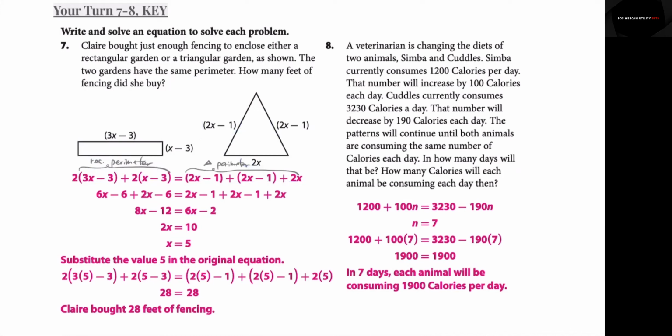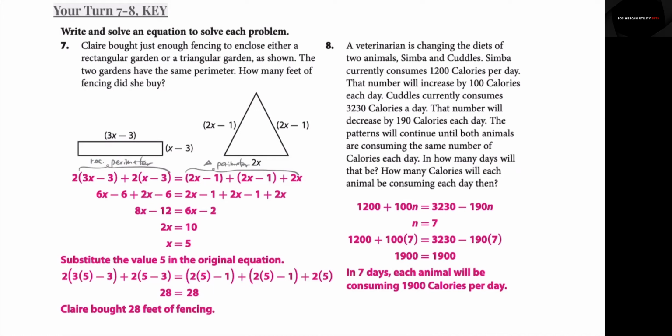Once you simplify, the left-hand side becomes 8x minus 12. The right-hand side becomes 6x minus 2. Solving this, x is 5. Once you plug it in, it turns out there's 28 on both sides. So with given restrictions, x has to be 5, and the perimeter is actually 28 feet of fencing material.